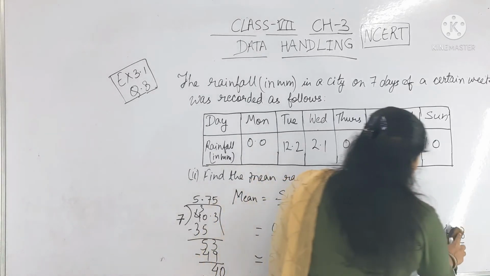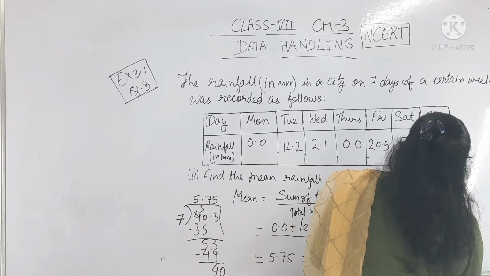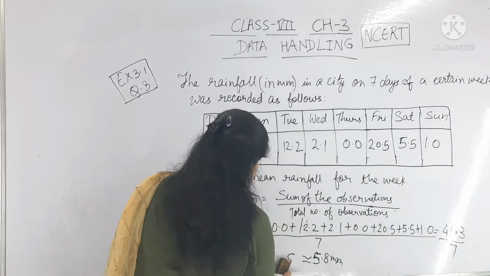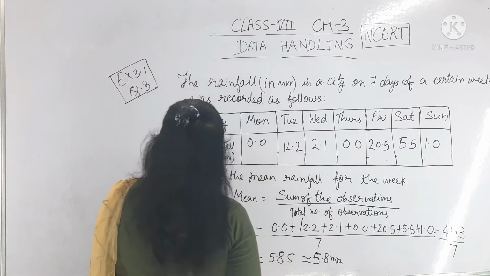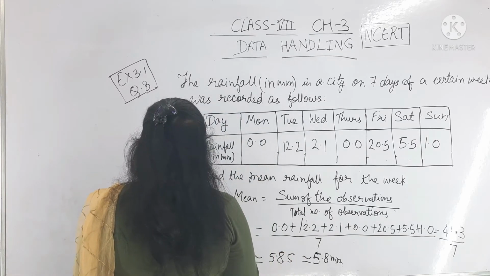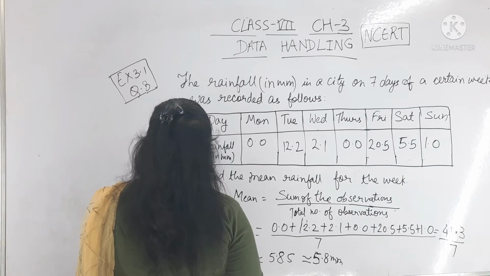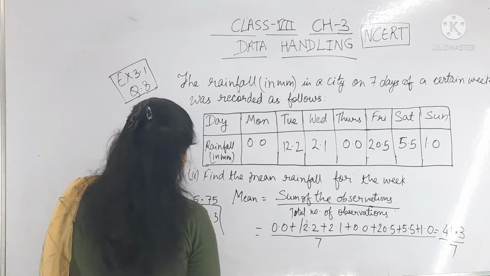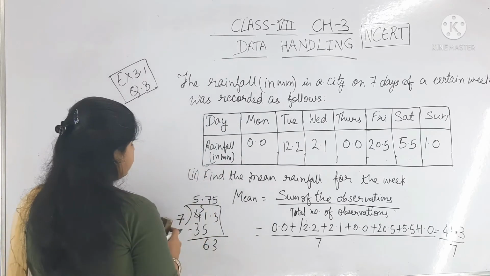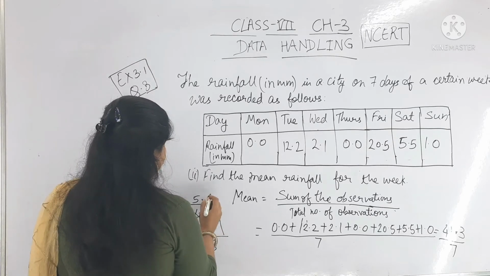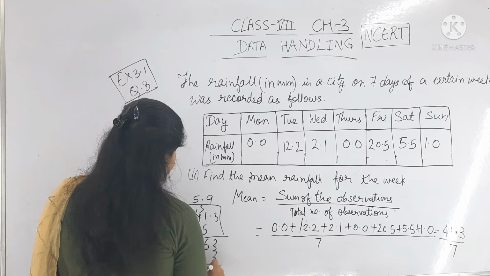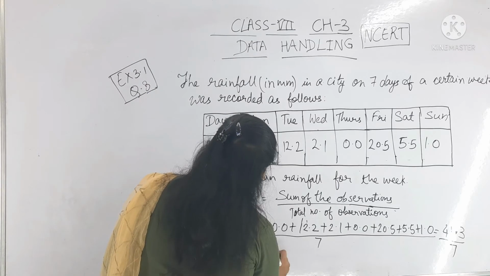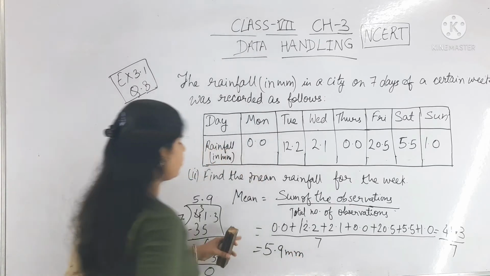Sorry, here it will come 41. I miswrote this one. Okay, 41.3 and here it is 5.85. It will come 63. So 7 9s are 63. It will come 5.9 mm. This is the solution for the mean.